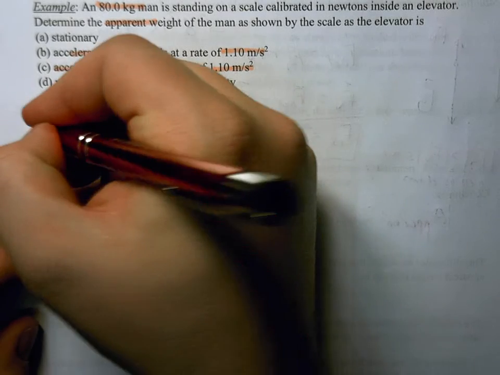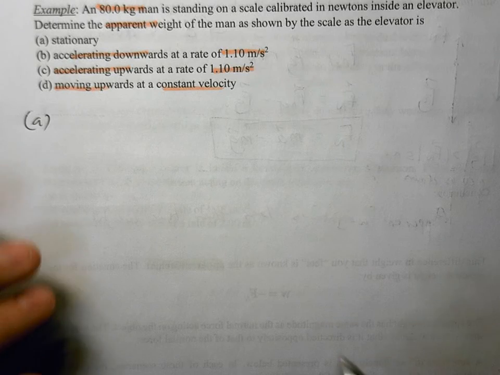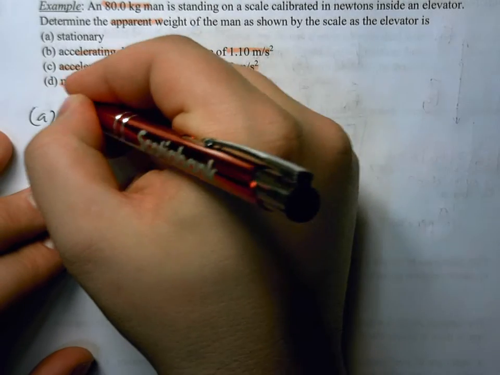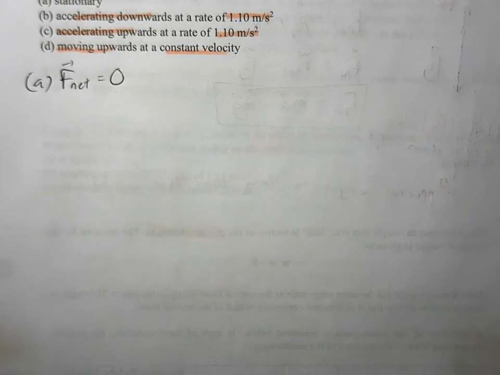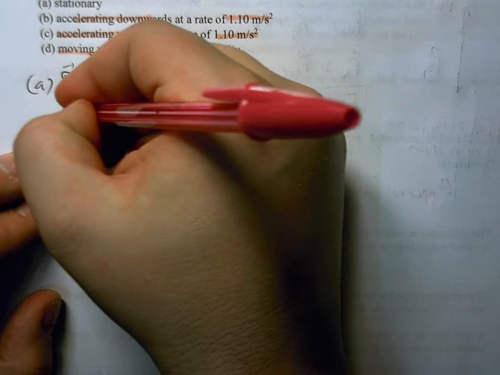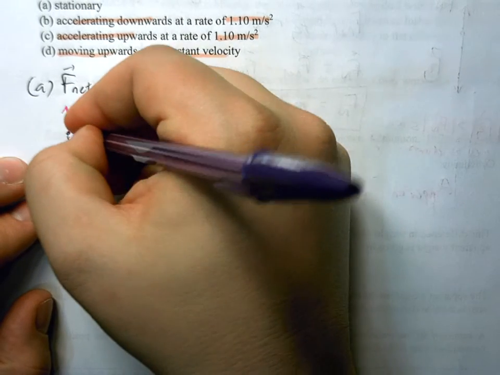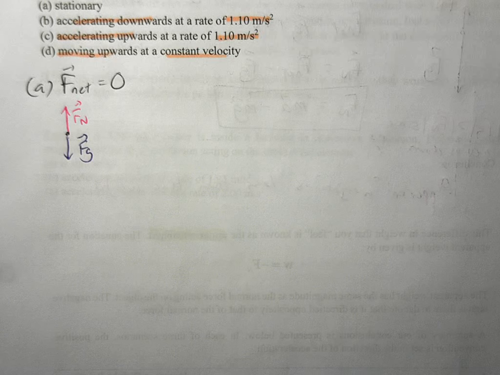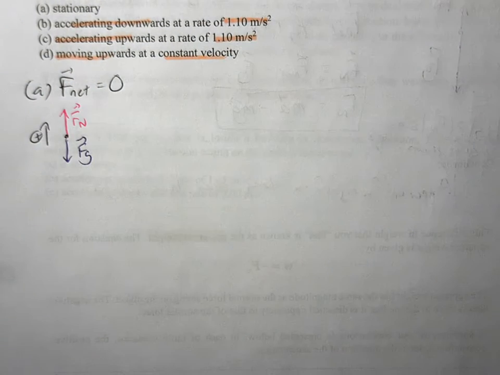So part A, this person is stationary. When we see that word stationary, we want to think net force is 0. That's really important. So if we draw the free body diagram for this person, there's a normal force acting up, and we also have a force of gravity going down. These two forces are going to be equal because this person is not experiencing a net force. So I can call up positive. It doesn't actually matter in this context.